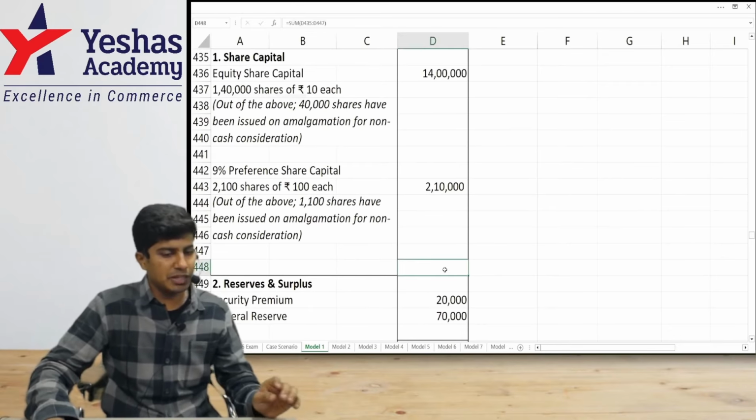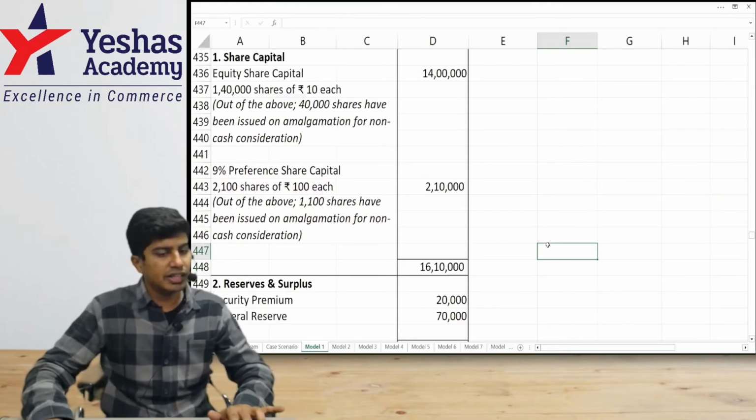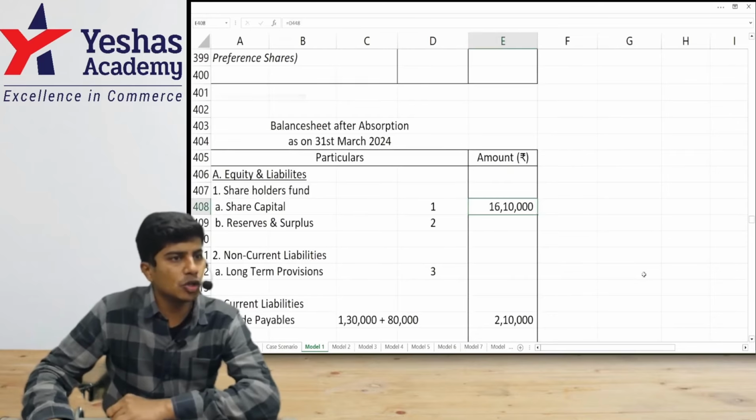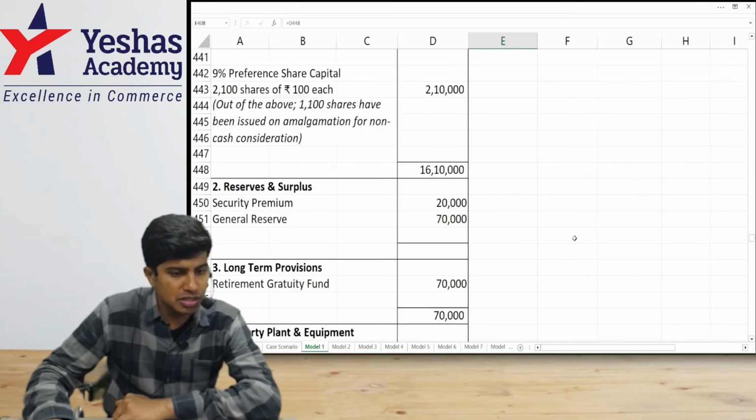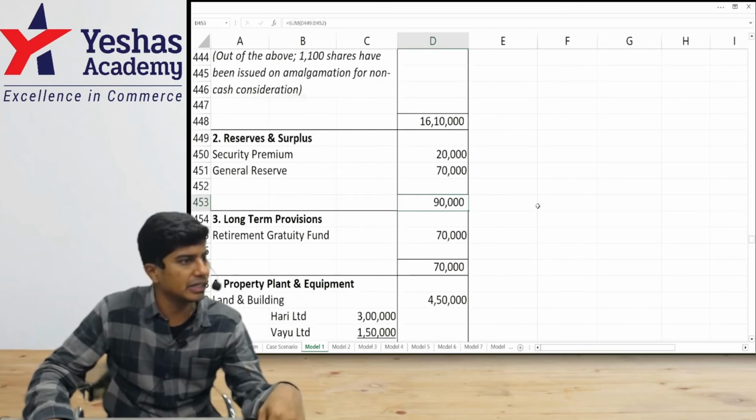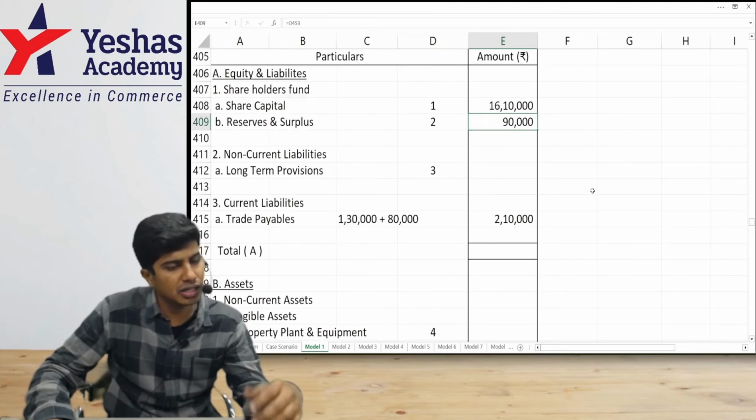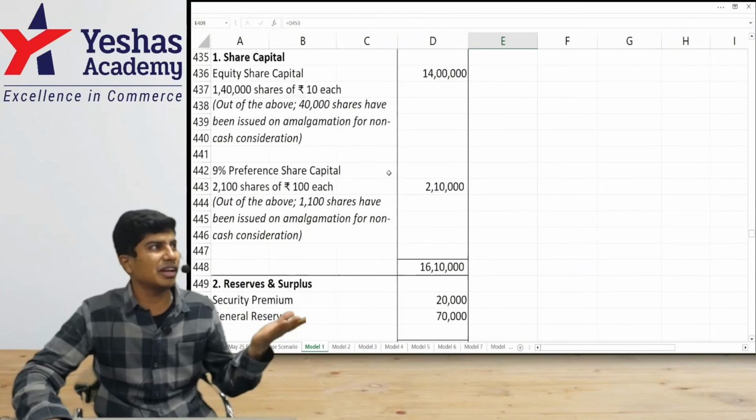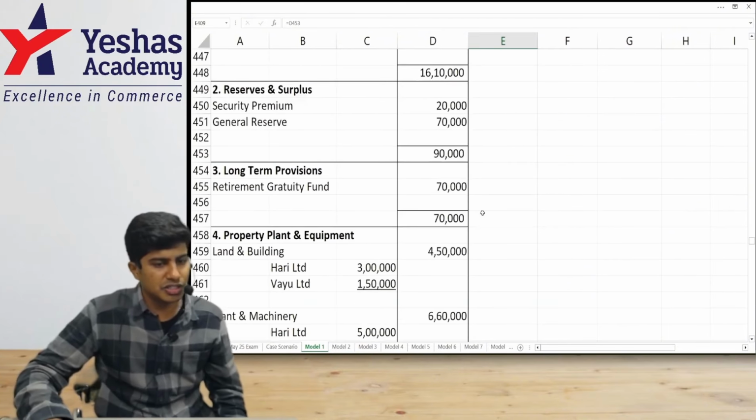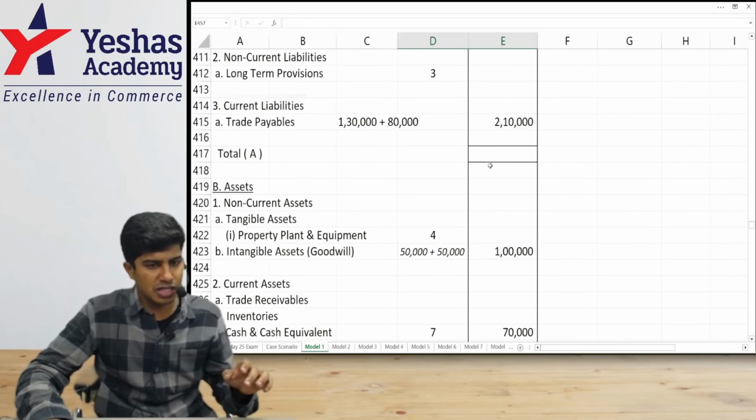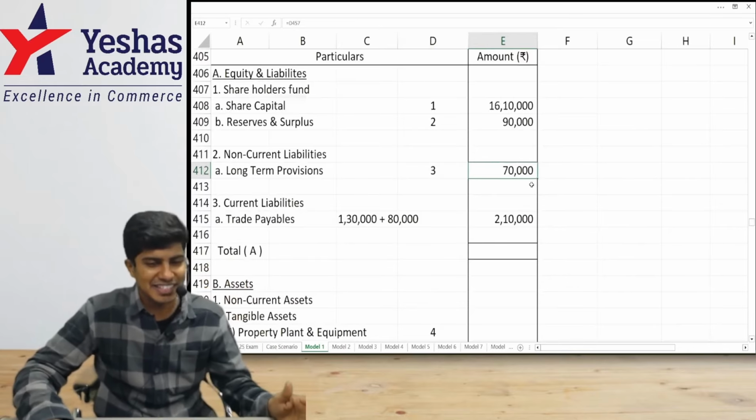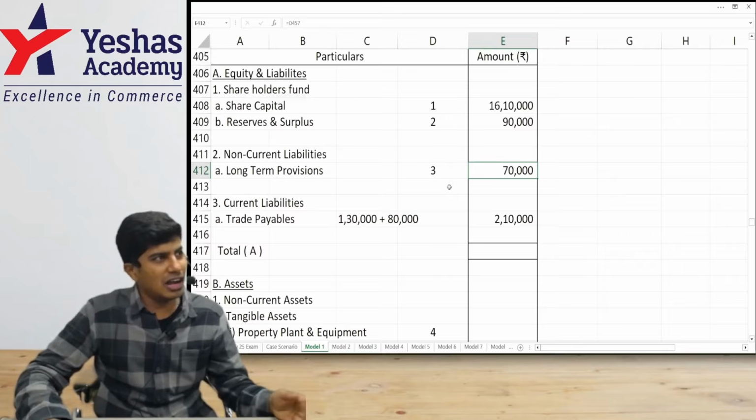How much? Yeah, 14 lakh plus 2 lakh 10, 16 lakh 10,000. That is your share capital. I would write 16 lakh 10,000 as note number 1. Shall I go to reserves and surplus, which is note number 2? 20 plus 70, 90. Then long-term provisions. What is that again? Retirement gratuity fund. 70. Then all liabilities done.